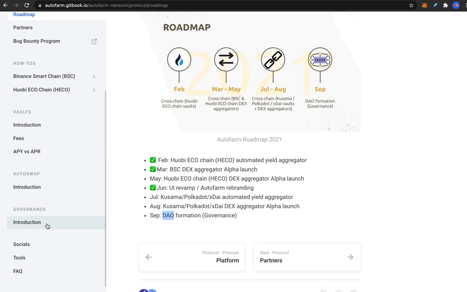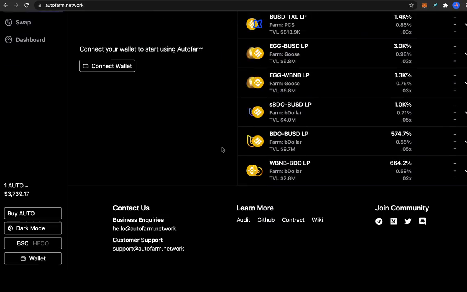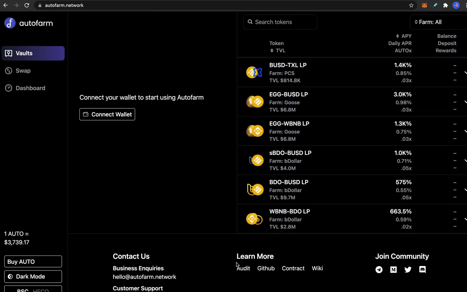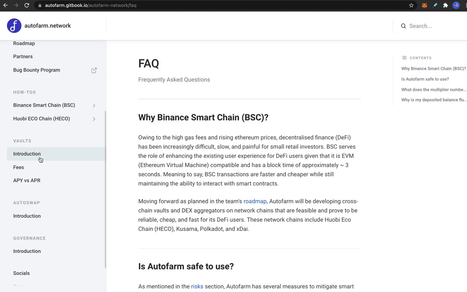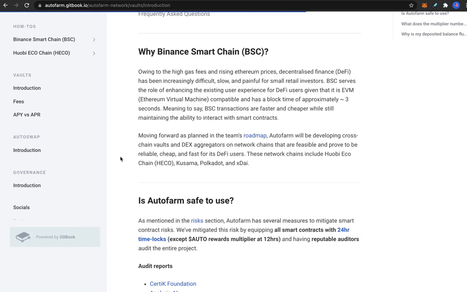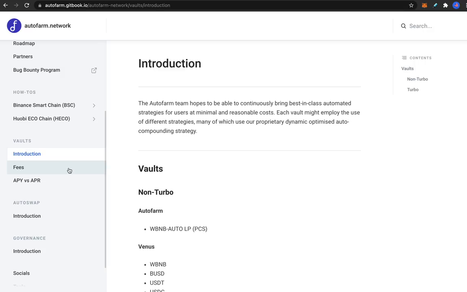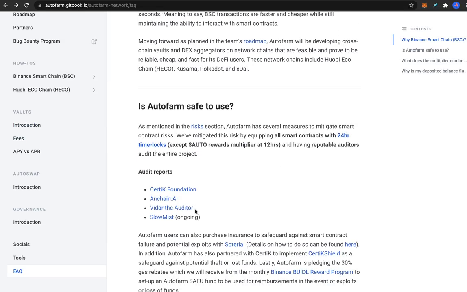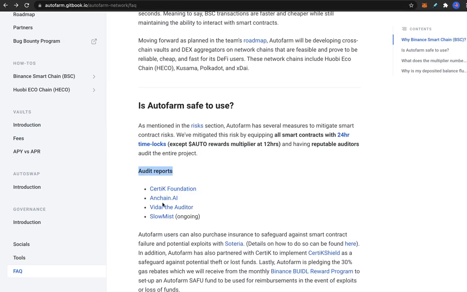So for Autofarm, the audits are somewhere, I have to find out where, but for this audit, it looked good enough for me. So I took a look at it and it was good enough in my opinion. Let me see if I can find it. Was it actually on that page? Yeah, so here they have audit reports from Unchained.ai, Vider the auditor, and Slowmage, which is currently ongoing, so that one has not been finished.